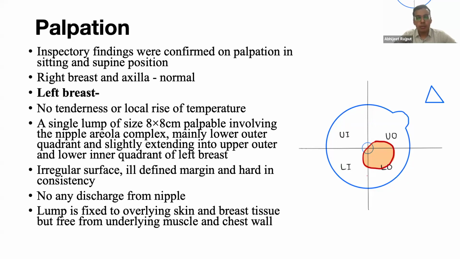A single lump of approximately 8 by 8 centimeter size is palpable, involving the nipple areola complex and mainly involving the lower outer quadrant, slightly extending into the upper outer and lower inner quadrant of the left breast. On palpation, surface is irregular with ill-defined margins and hard consistency. There is no discharge from the nipple. Lump is fixed to the overlying skin and the adjacent breast tissue, but it is free from muscles like pectoralis major, chest wall, ribs, or serratus anterior.